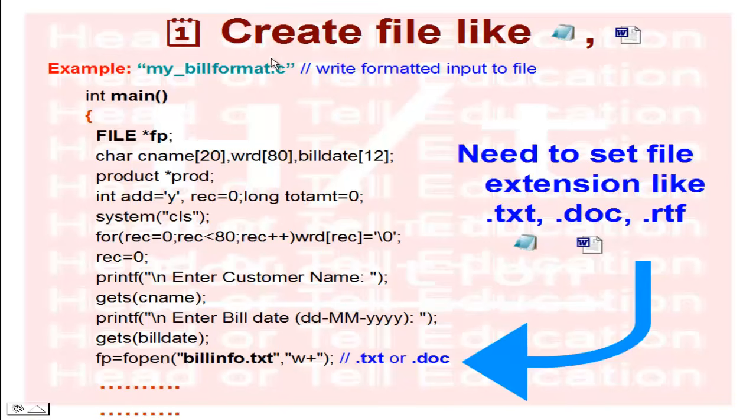Now next, how to create a file like Notepad or a document. We already know this, so you only have to use the extension for this. Like .txt. In a formatted way I have created the .txt file. You can write .doc, so you can create a Word document file, or like rich text format, .rtf. So this is how to create the file, dynamic, whatever you need.